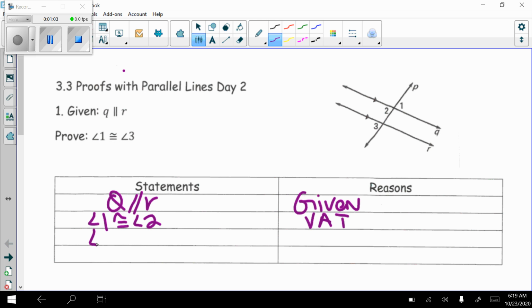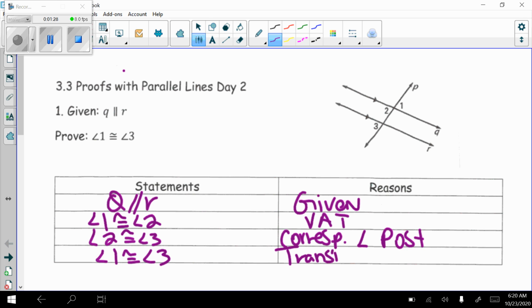So I can say angle 2 congruent to angle 3 by the corresponding angle postulate. And now finally I can say angle 1 is congruent to angle 3 because I've created a chain, 1 to 2, 2 to 3. I could say angle 1 congruent to angle 3 by the transitive property of congruence. Okay.